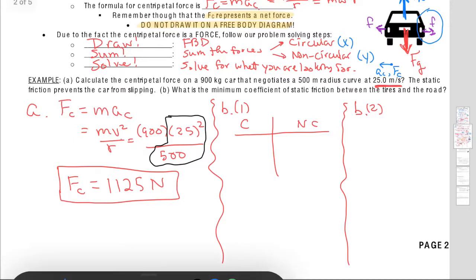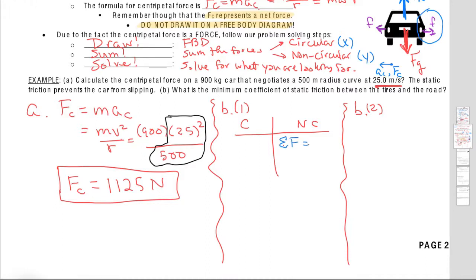Now when I sum the forces, my non-circular side is very much like an object sliding on a surface. The sum of the forces is equal to 0, because we're not accelerating up or down. And so I have normal minus weight equals 0, and my normal, just like usual, equals my weight.